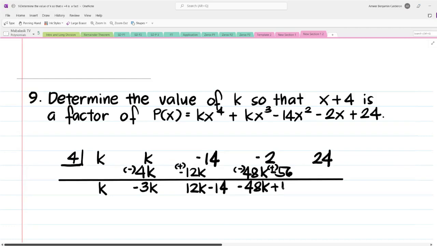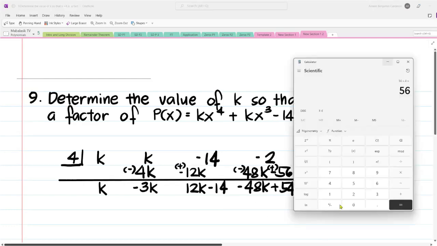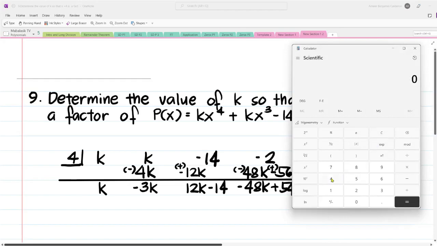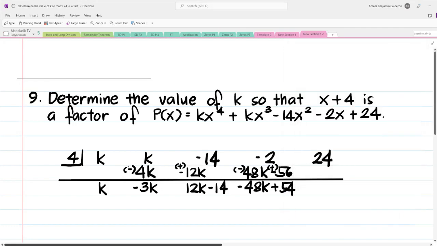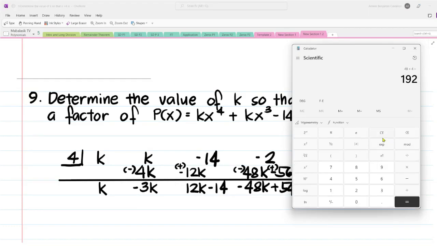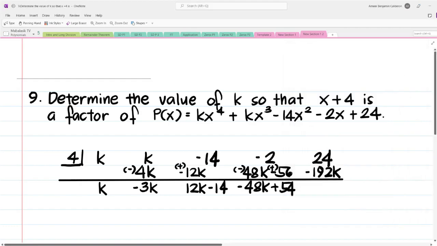plus 54. And then times 4. So that is 48 times 4, 192. Negative 192. So negative 192k. And then 54 times 4. 54 times 4, 216. So 216.